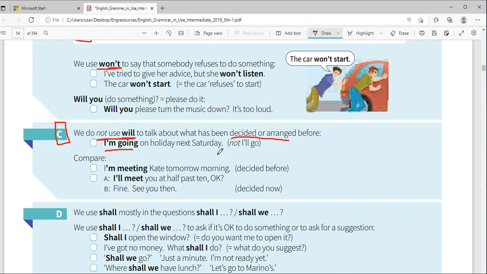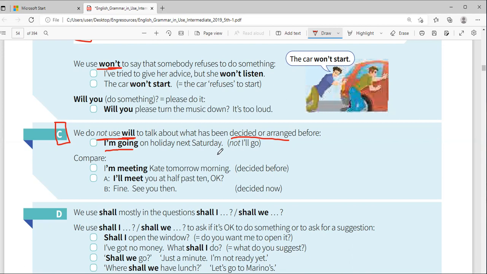Like now, if you have planned to go to, for example, Djibouti on Friday, in fact, you've booked the ticket, the visa is there with you. Don't say, I will go to Djibouti on Friday. No. Since it's something that is already decided, planned, arranged, what do you say? I'm going to Djibouti on Friday. Yes, I'm traveling to Djibouti on Friday. Present continuous for the future or going to for the future.